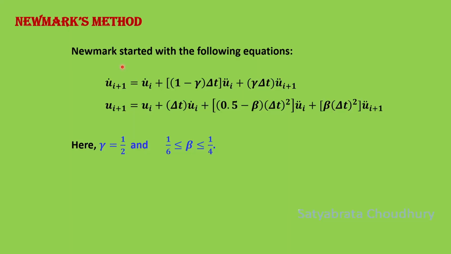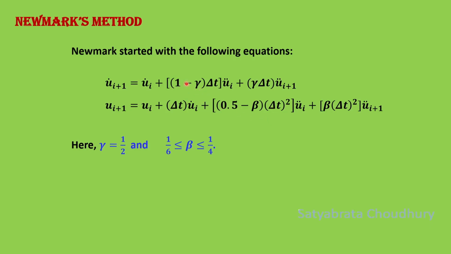Now we are entering into Newmark's method. Newmark started his formulation with these simple assumptions: the velocity at the i plus 1 station is the velocity of the ith station plus some parameters of accelerations, and the displacement at the i plus 1 station is the displacement of the ith station plus some other parameter values.